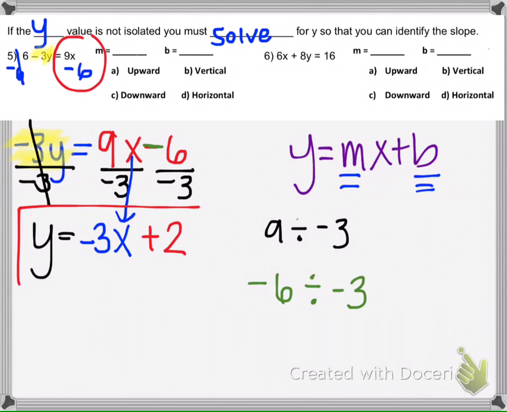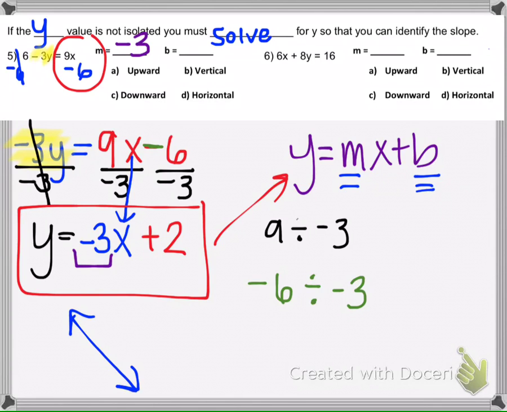So now we have the equation like this. So now you could tell me that the slope is negative 3. And because the slope is negative 3, we know that that means the line goes down. And it crosses the y-axis at positive 2, at (0, 2), so 2.